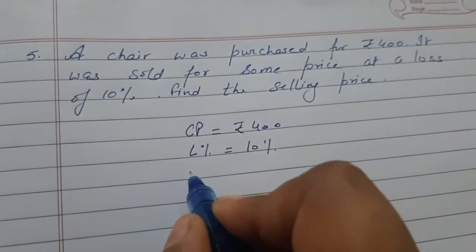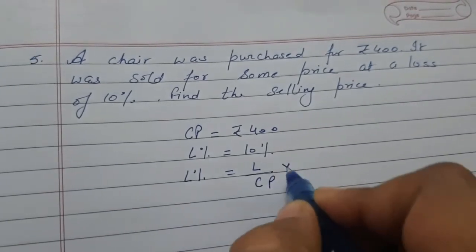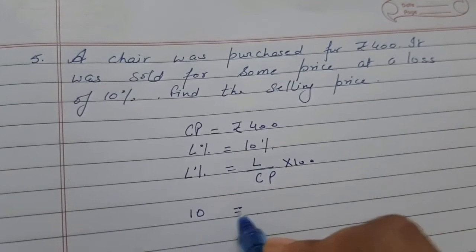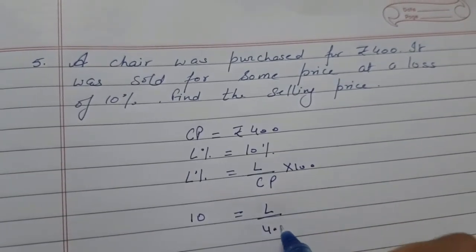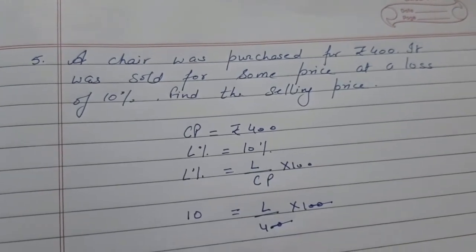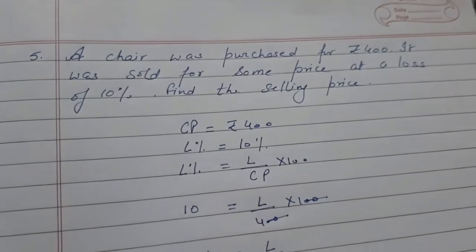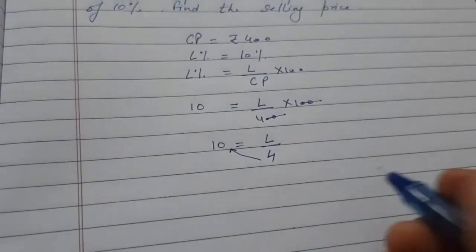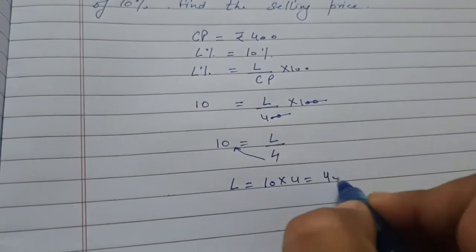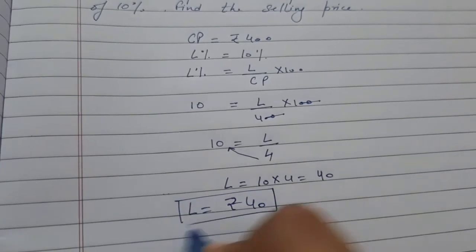So what will be the loss %? The formula for loss % is L upon CP into 100. Let us put the values here. 10 is equal to L upon 400 into 100. Zeros will cancel out with 0. It will be 10 is equal to L by 4. 4 will be cross multiplied here. So L will be 10 into 4, that is 40. Rupees 40 will be the loss.